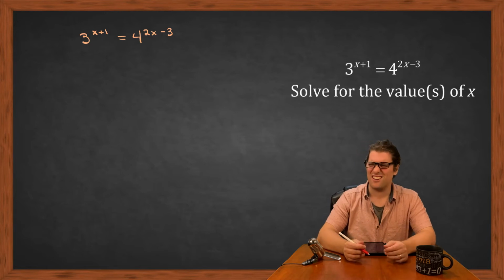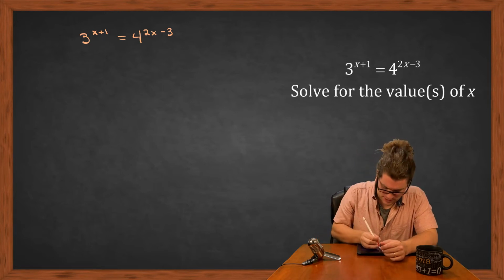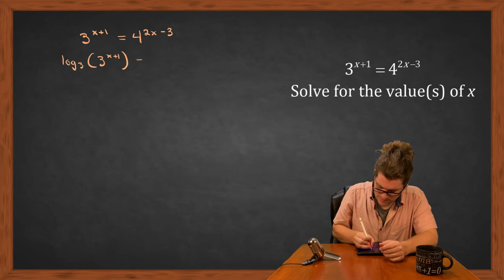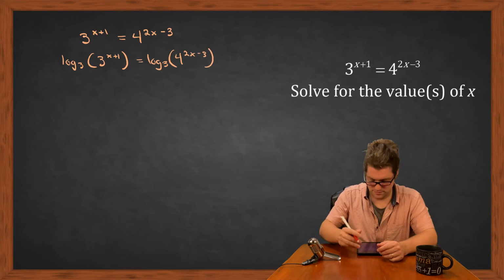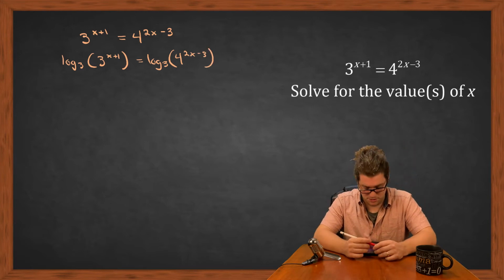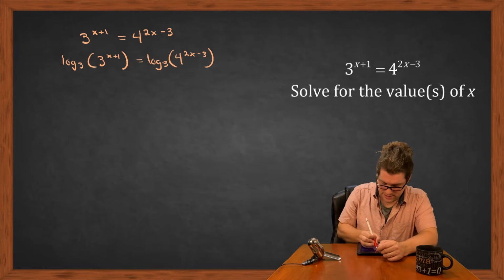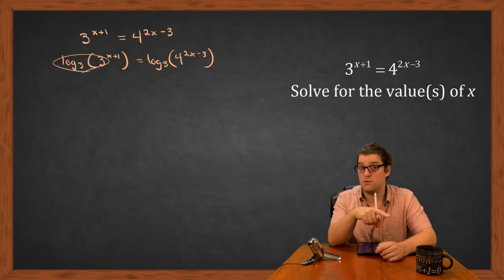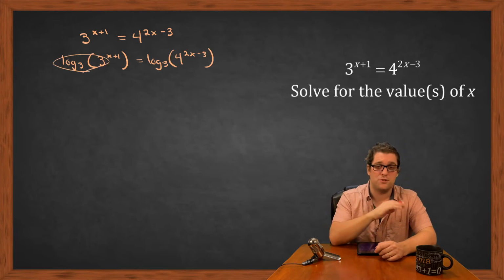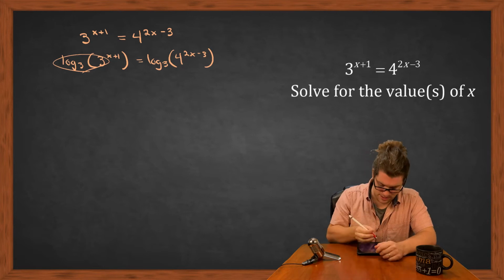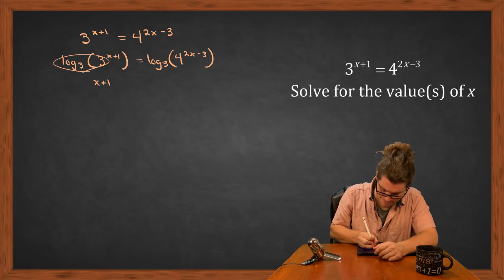All right, so I'm going to go with logarithm base 3. So I'm going to apply a base 3 logarithm to the left-hand side of the equation and a base 3 logarithm to the right-hand side of the equation. What that's going to allow us to do is make a really nice statement on the left, because the base 3 logarithm applied to the base 3 exponential, inverse functions cancel, so you get x plus 1.